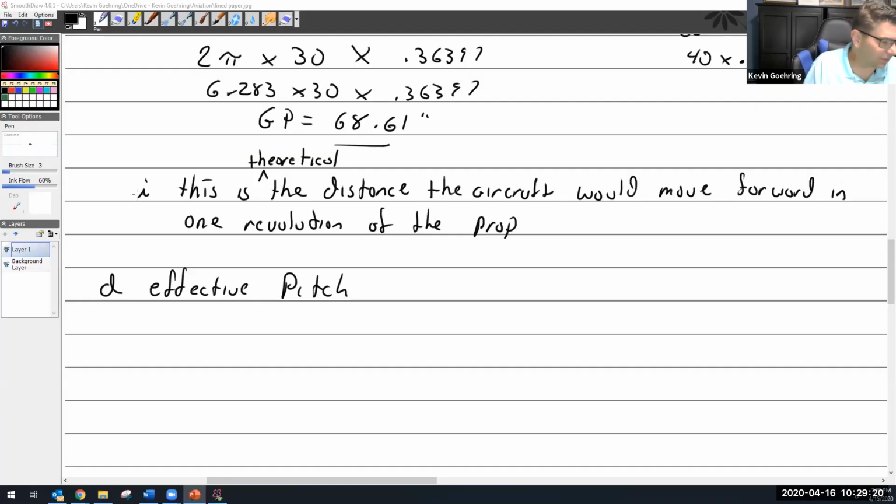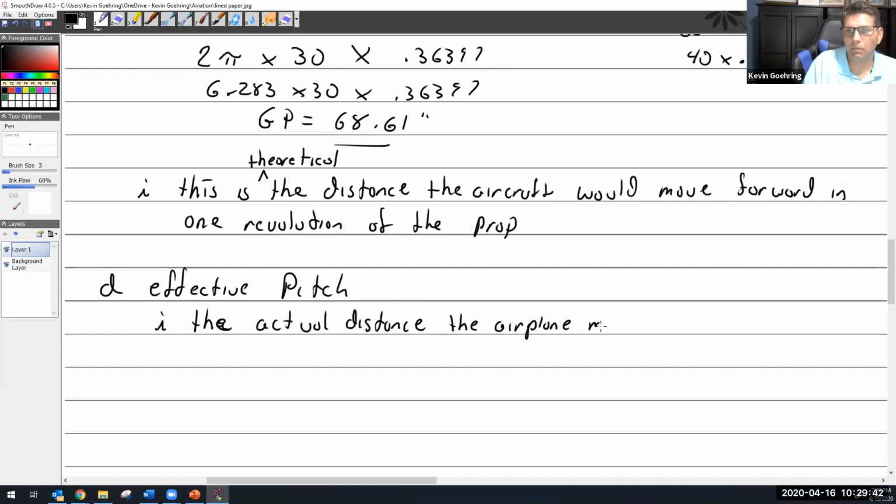So effective pitch, here we go. It's the actual distance the airplane moves forward during one revolution of the prop.